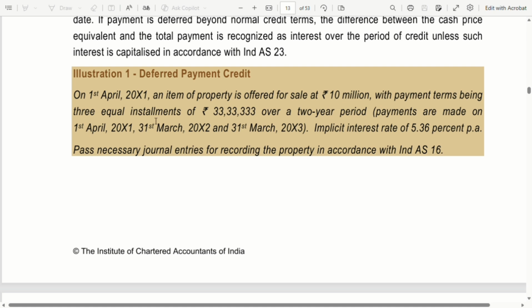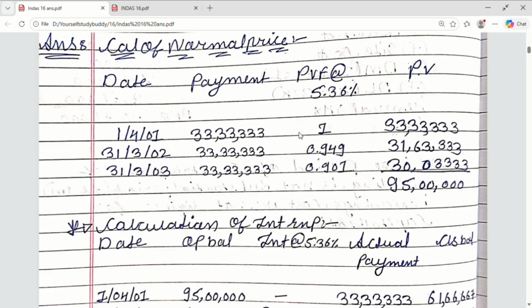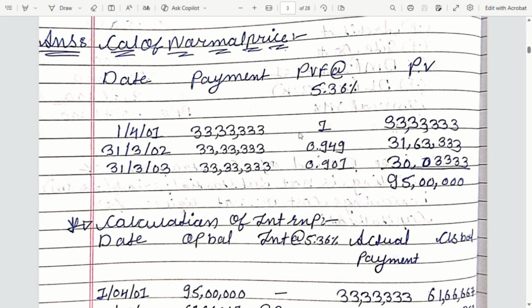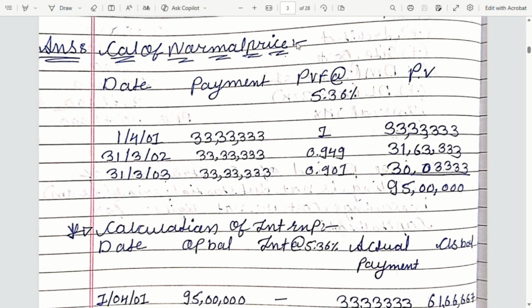Okay, so this installment we are paying on these dates. So let's understand with the solution. First we are going to calculate the normal price or the cash price. It's basically the present value. So the payments which we are going to make on these dates, I have taken those payments and plotted the dates. Then we will take the PV factor.